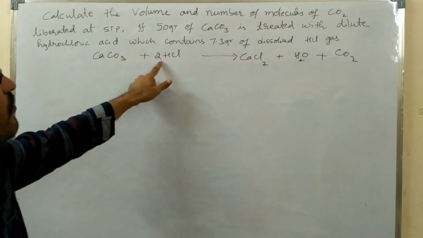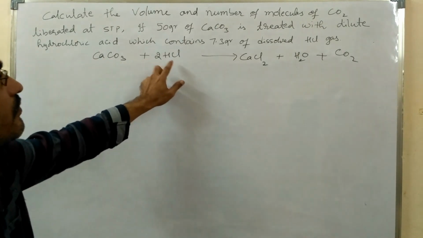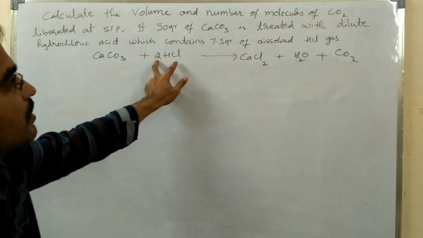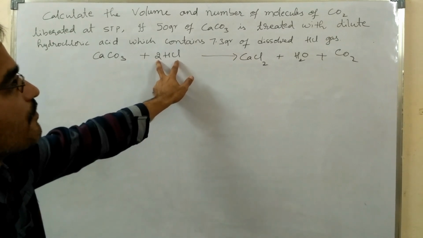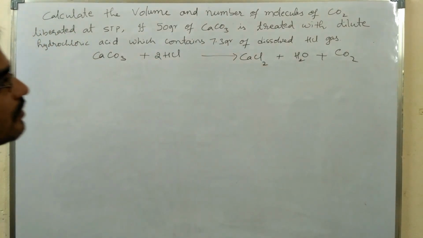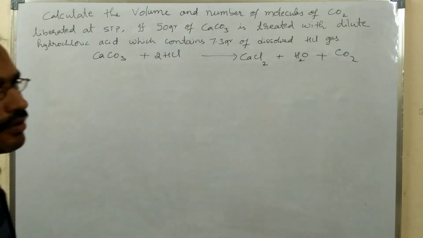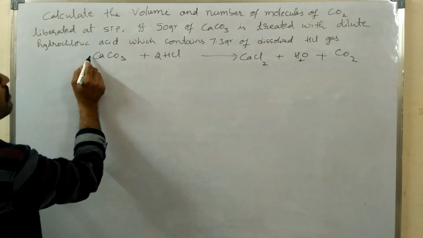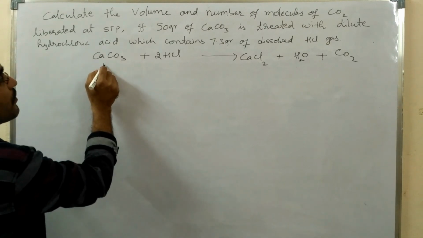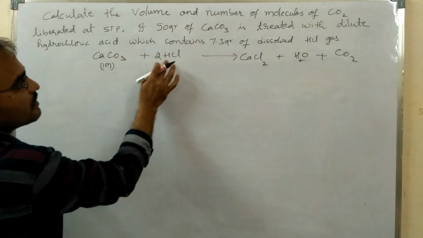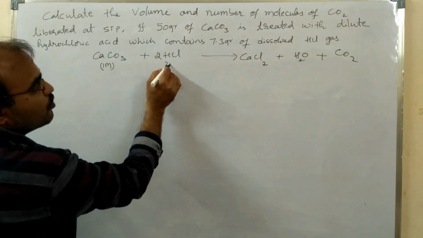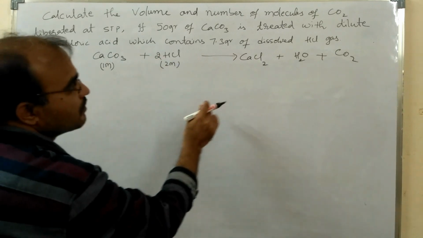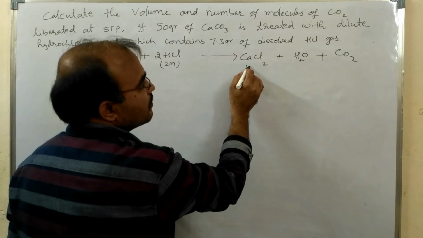So here different atoms are present. We balanced hydrogens, so automatically next we have to check chlorines. Chlorines are also balanced, so it is a balanced chemical equation. Now let us interpret the balanced chemical equation. For CaCO3, what is the coefficient here? 1. So that is 1 mole. What is the coefficient here? 2, so it is 2 moles. What is the coefficient here? 1 mole.